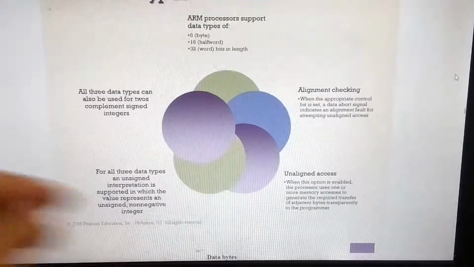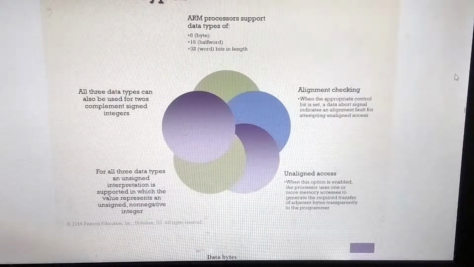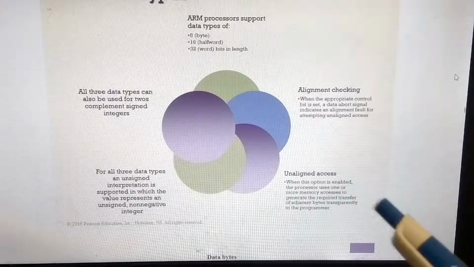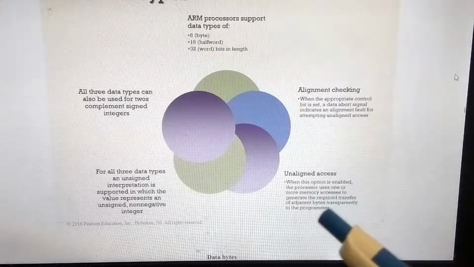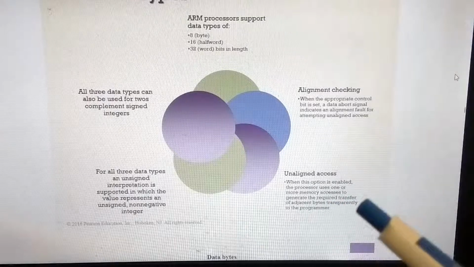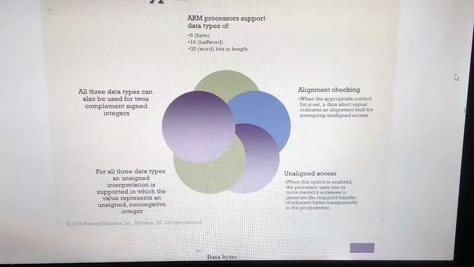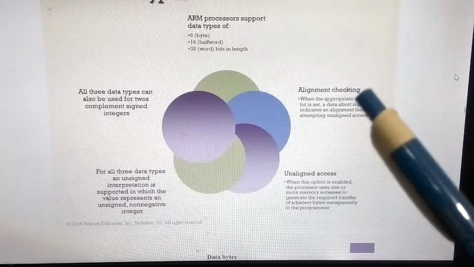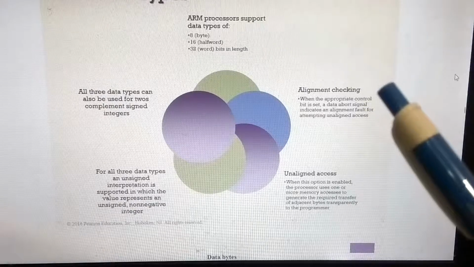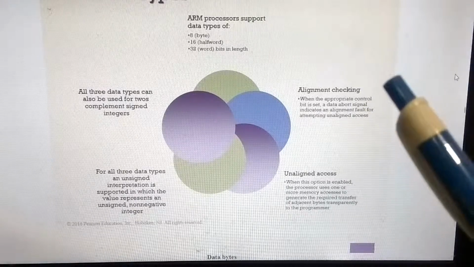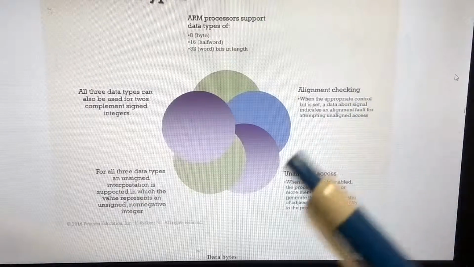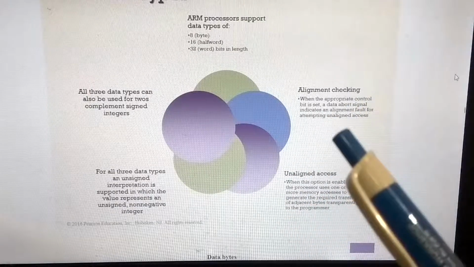Therefore, when there is an unaligned access, when this option is enabled, the processor uses one or more memory accesses to generate the required transfer of adjacent bytes transparently to the programmer. And when alignment checking occurs, when the appropriate control bit is set, a data abort signal indicates an alignment fault for attempting an unaligned access.